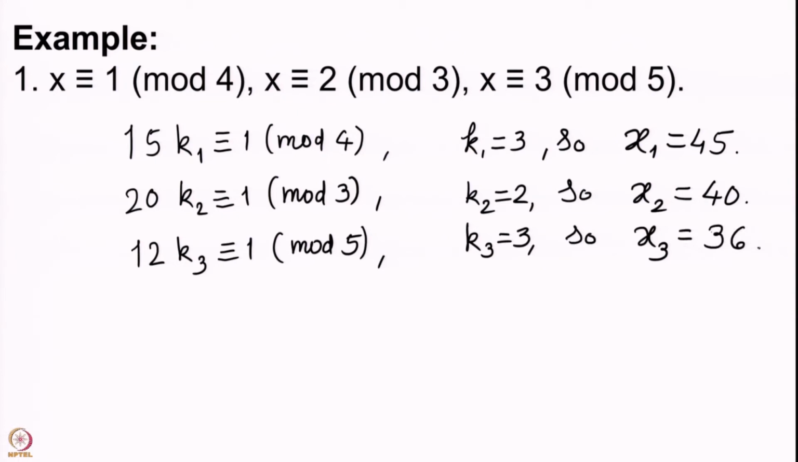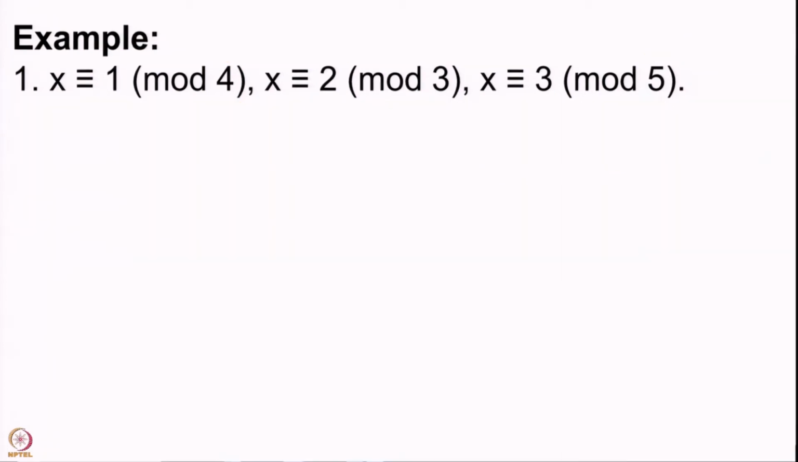We can quickly observe that each of these has the required properties: 45 is divisible by 5 and 3 and is congruent to 1 mod 4. Similarly, 40 is divisible by 5 and 4 but is congruent to 1 mod 3, and 36 is divisible by 4 and 3 and is congruent to 1 mod 5. So, let me write it here once again. We have 45, 40 and 36. These are the values of x1, x2, x3.